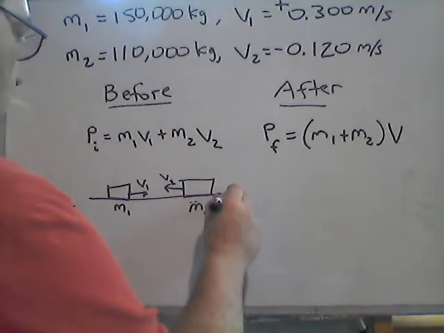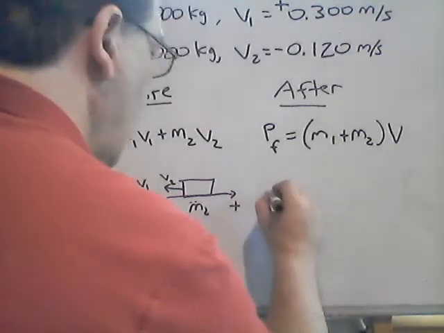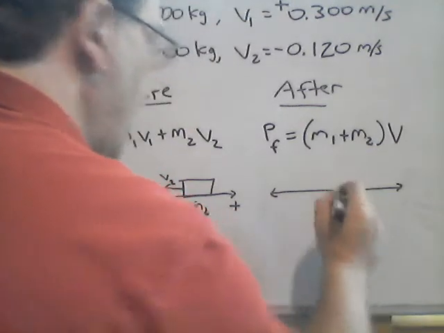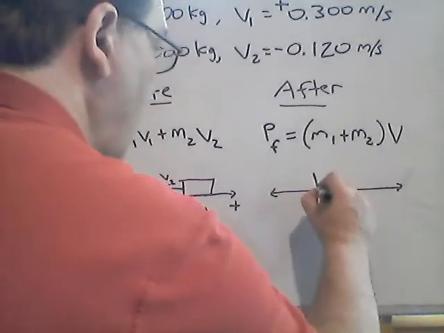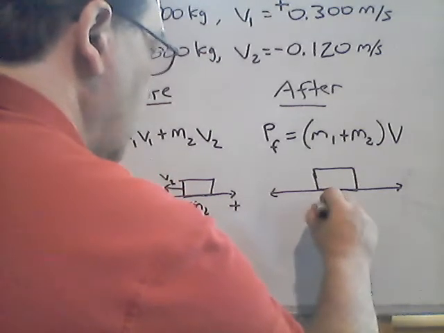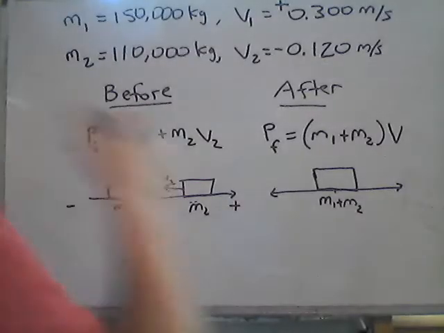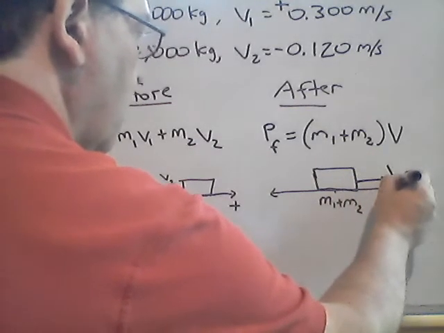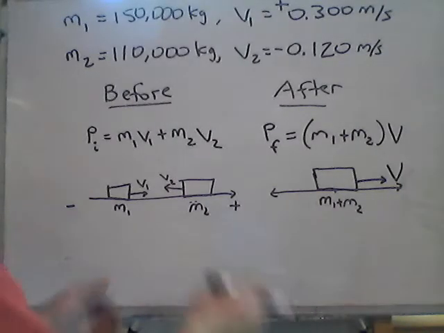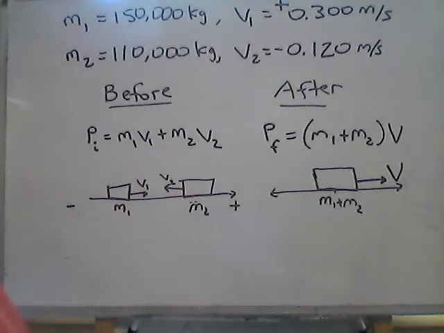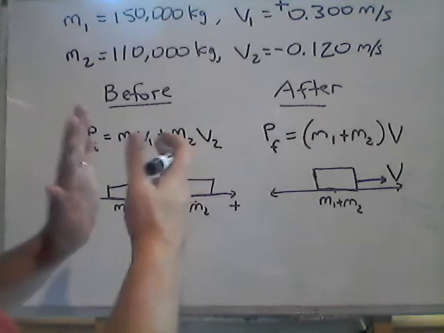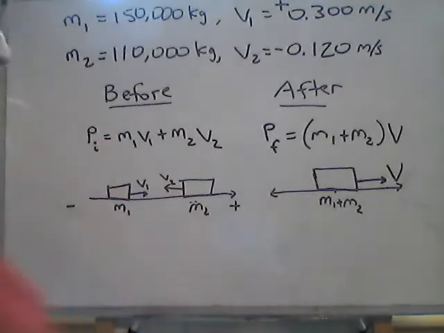Now afterwards, I'm going to make the assumption that they both move together to the right. If I'm wrong, that's fine. It'll just mean that I have an opposite sign. So afterwards, I have one mass, we'll say it's M1 plus M2, moving together at a capital V. That's what's going on. My before picture, I add up the momentum of body 1 plus momentum of body 2, all the bodies in the system. In the after picture, I only have one body now because they're bumped together as a single moving entity. They're going to move together with one final velocity, which I'll use as capital V. That's what's going on in the problem.